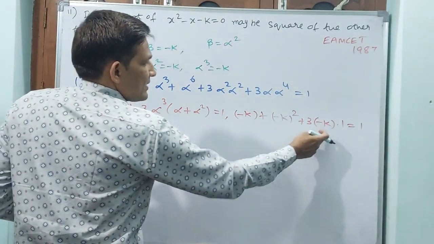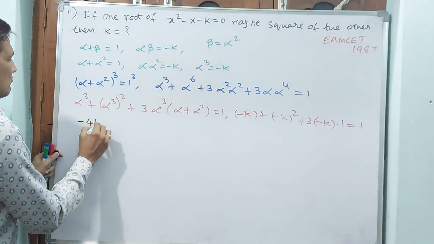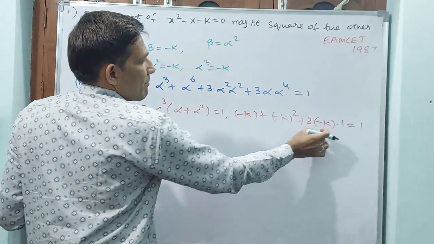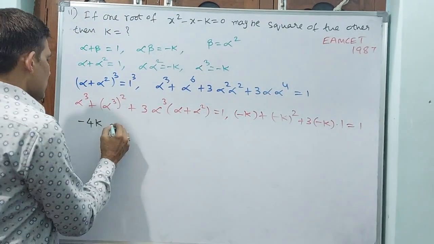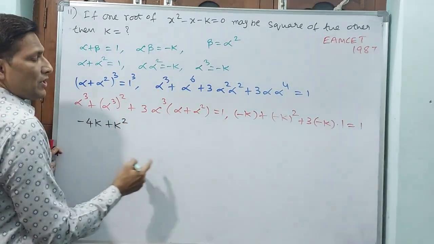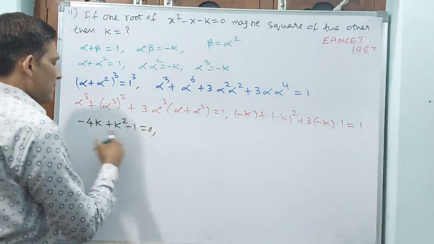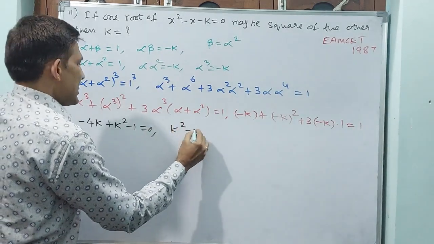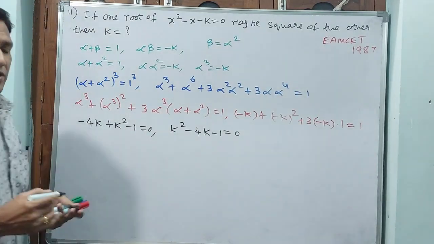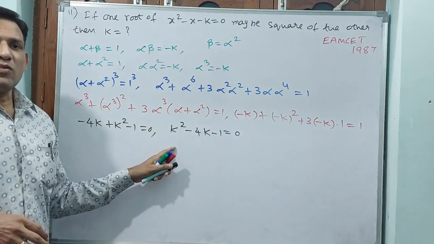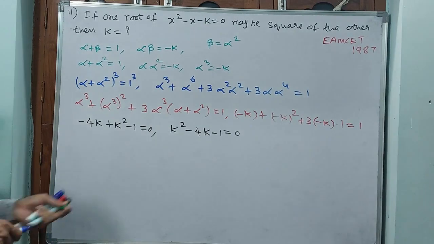Minus 3k minus k is minus 4k. Minus k whole square means k square only. Shall I bring this to this side? Yes, minus 1 equal to 0. I will organize this: k square minus 4k minus 1 equal to 0. Now it is a quadratic equation. If you find the value of k, that is the answer for your question. Let us proceed further.